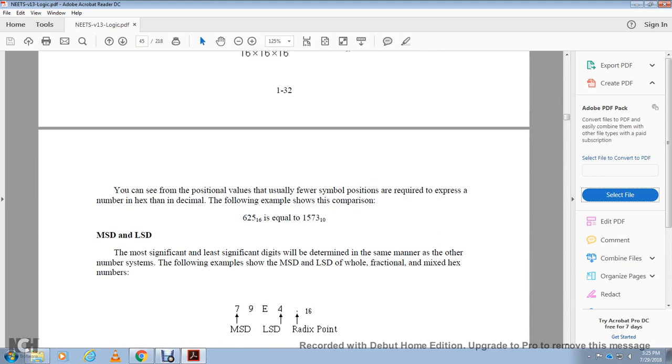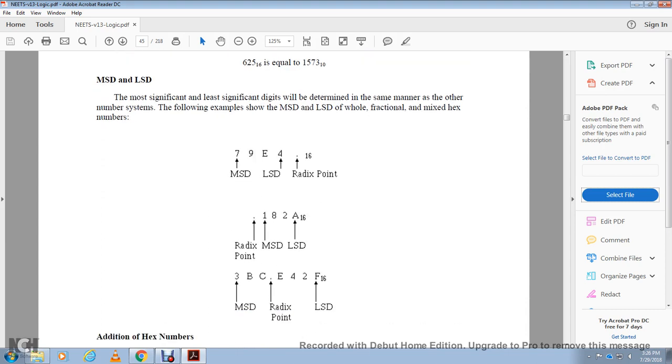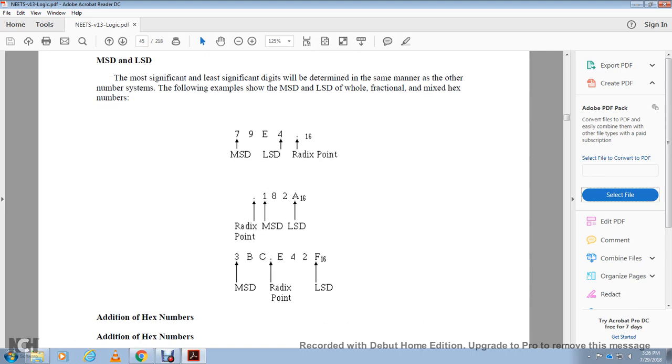The most significant digit and least significant digit. The most significant and least significant digit are determined the same way for the other numbers in the following example, with whole, fraction and mixed hex numbers. The most significant digit would be 7 and E would be the least significant digit, and the radix base is 16. The most significant digit is the far left, and the least significant digit is the far right. With a radix point, the least significant digit is the farthest to the right of the radix point.